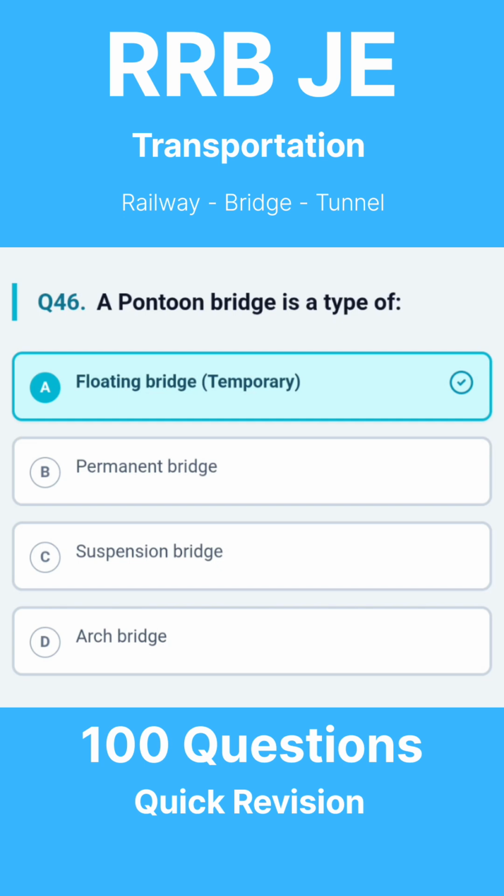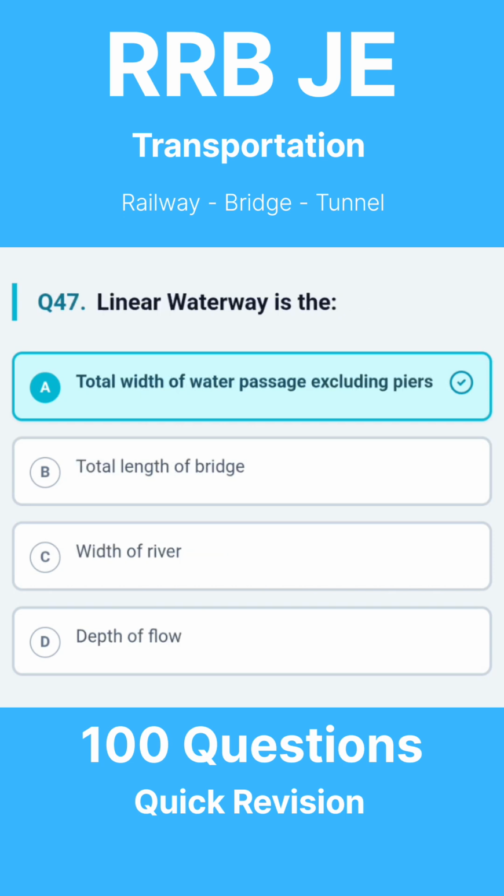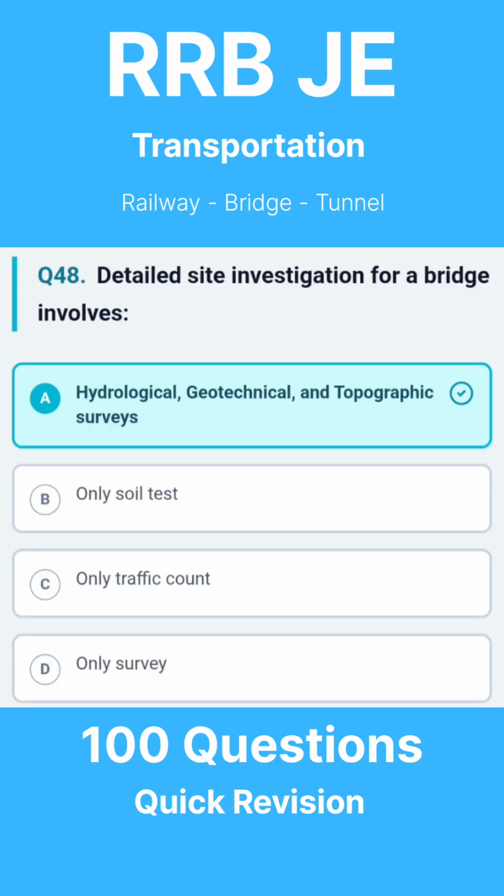Question 46. A pontoon bridge is a type of. The correct answer is floating bridge, temporary. Question 47. Linear waterway is the. The correct answer is total width of water passage excluding piers. Question 48. Detailed site investigation for a bridge involves. The correct answer is hydrological, geotechnical, and topographic surveys.